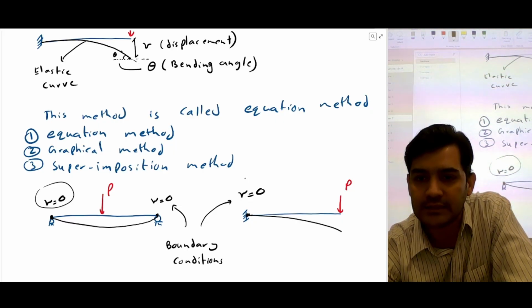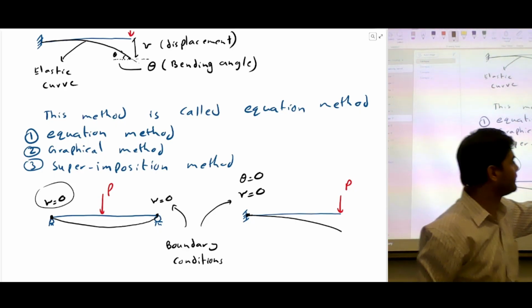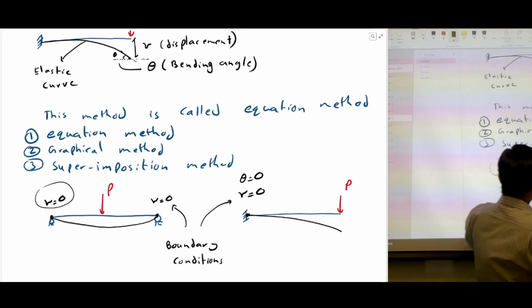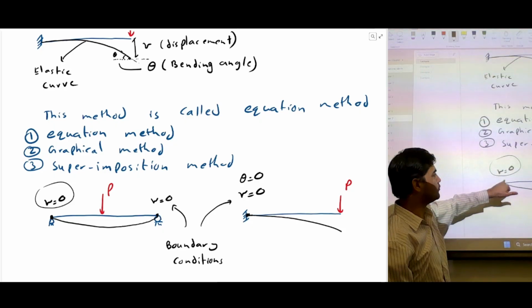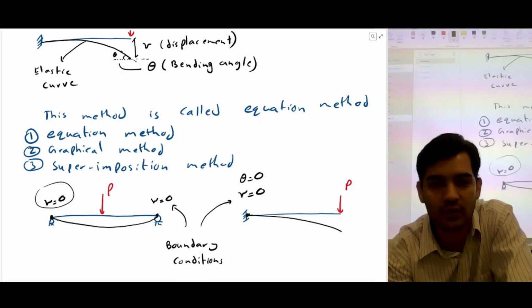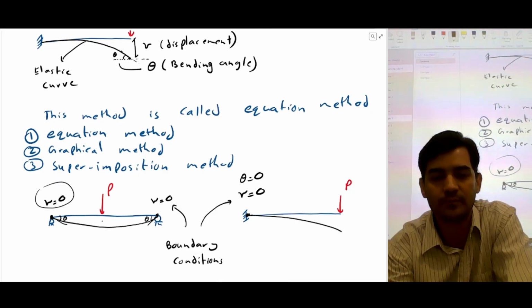So here at this point, for example, we already know the bending angle is also 0 because it's a fixed support. So wherever you have a fixed support, you will see no displacements and no bending angle at the fixed support. At the pin support, you will see no displacements because the pin support cannot move, but you will see some bending angle. You can observe there is some bending angle here, so the bending angle is not 0.